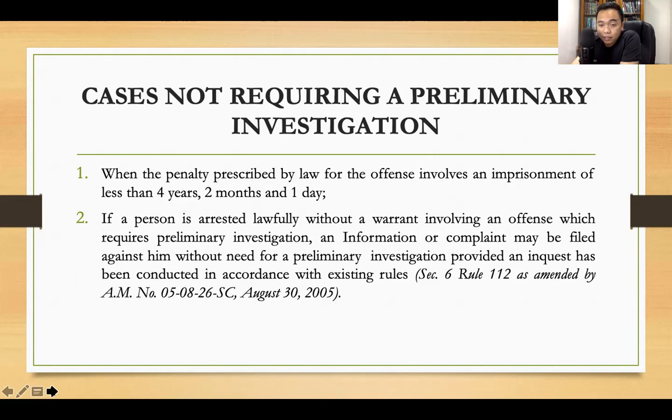Now, if a person has been arrested without a warrant of arrest, then you do not conduct preliminary investigation. What do you conduct? Inquest. Kasi nahuli siya without a warrant of arrest. No, it is a circumstance of a lawful or a valid warrantless arrest. So you do not go to preliminary investigation. Instead, you go to inquest.